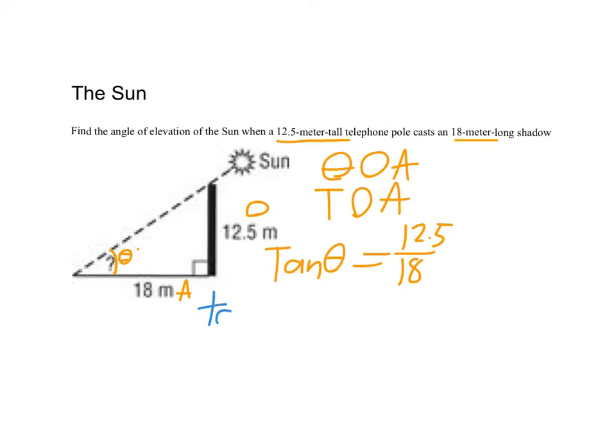Now, to isolate this unknown theta, this unknown angle, I'm going to use my inverse tangent from last week, such that my inverse tangent of my tangent of theta is equal to my inverse tangent of my 12.5 over 18. Inverse tangent and tangent cancel out. So theta is equal to the inverse tangent of 12.5 divided by 18, which means that it's approximately equal to 35 degrees.